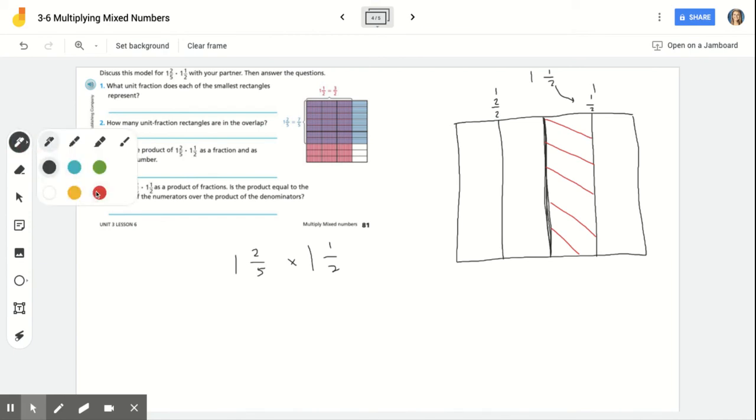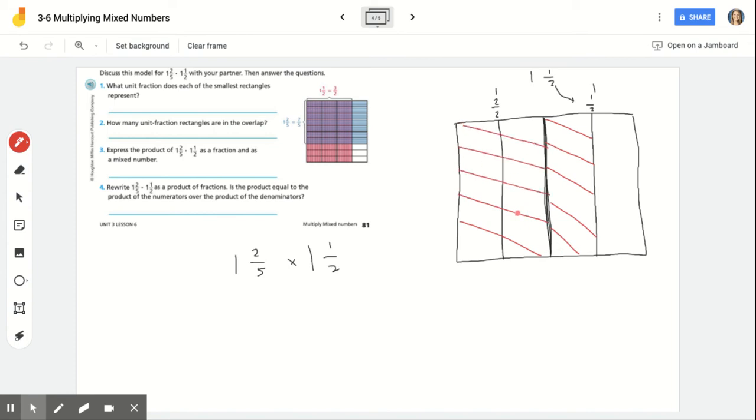We know that. And let's use red again. Same diagonal lines going the same direction. And now I have 1 1/2 represented with my array, one whole shaded in, and then 1/2 shaded in. Does yours look like mine? I hope I'm not losing you. Okay, so let's go back to our equation. Check, we just represented 1 1/2.